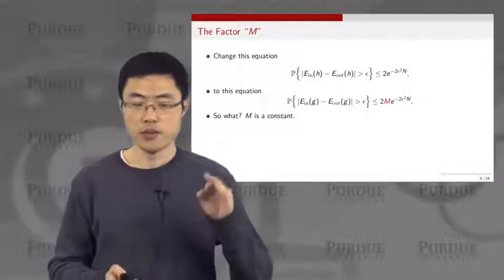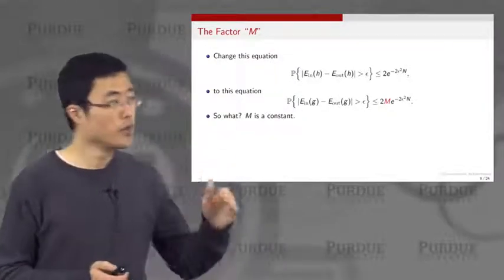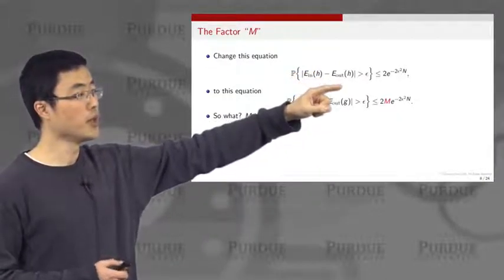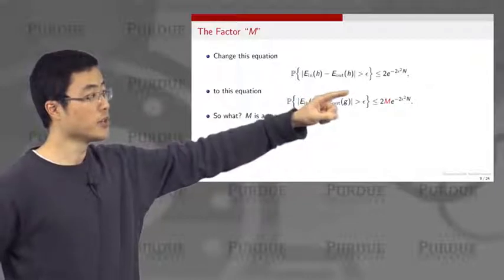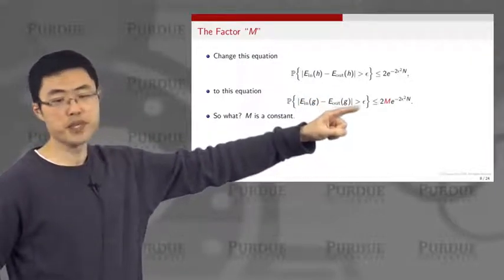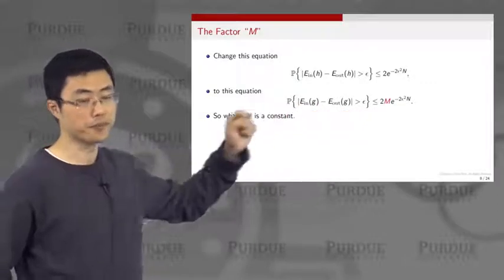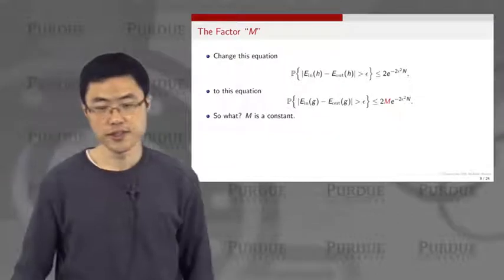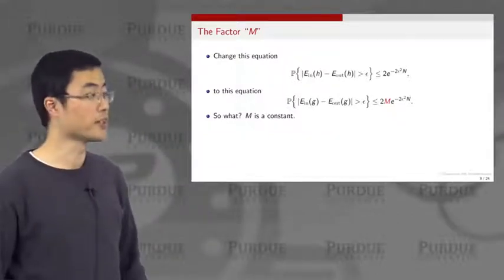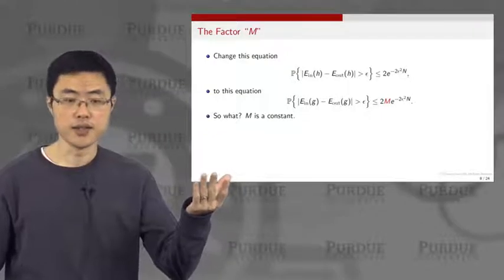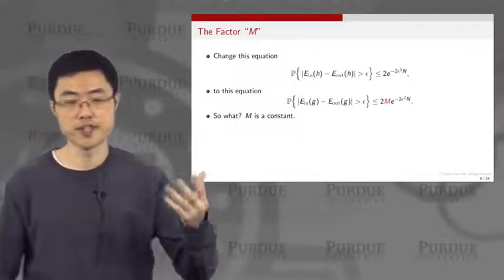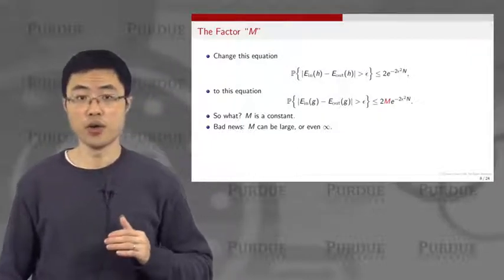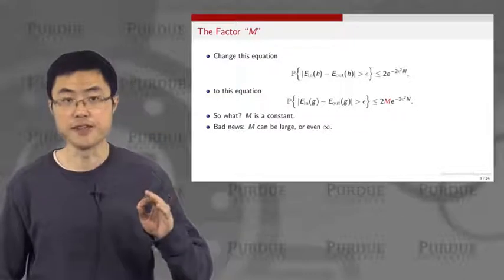So what? If you look at this equation, here you only have a Hoeffding inequality applied to one hypothesis, and here you have the Hoeffding inequality repeated m times, and then you have an m there. Apparently this m is just a constant. It does not appear to be a big deal, because as n goes to infinity, the influence of m should be very small. The bad news is that m can actually be very large. In fact, m can even be infinity.